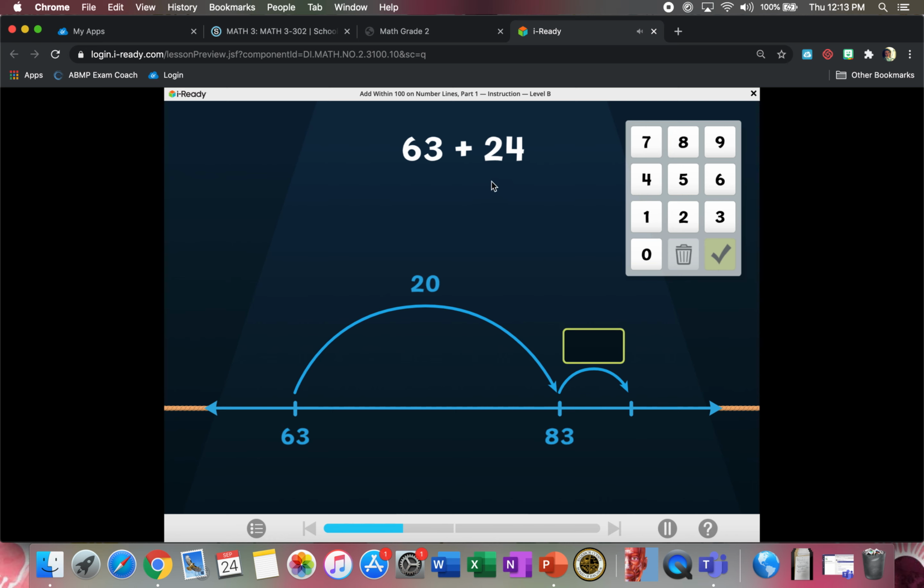So up here, I said there were 2 tens in 24, and there are 4 ones in 24. I've already added my tens. Now I need to add my ones, so I'm going to add 4.